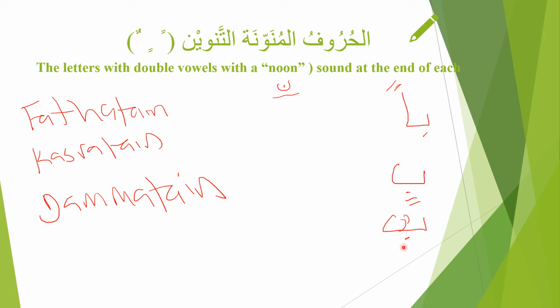Bin, bun. So no matter where you're reading in the Quran, if you're stopping at it, and it has the n sound, it's always noon, tanween. It's not visible. It just means it's not there, but the sound is there.